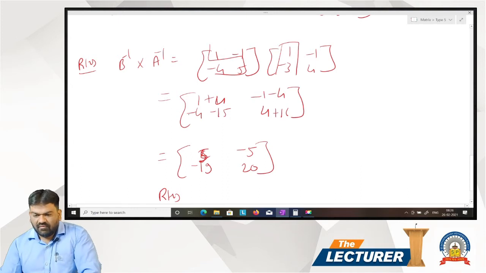1 multiplied by 1, 1 minus 1 multiplied by minus 3 plus 4, 1 multiplied by minus 4 minus 4, 5 multiplied by minus 19. Minus 1 multiplied by 1 minus 1, minus 1 multiplied by 4 minus 4, minus 1 multiplied by minus 4 plus 4, 4 multiplied by 5, 20. Here 20, so 24.